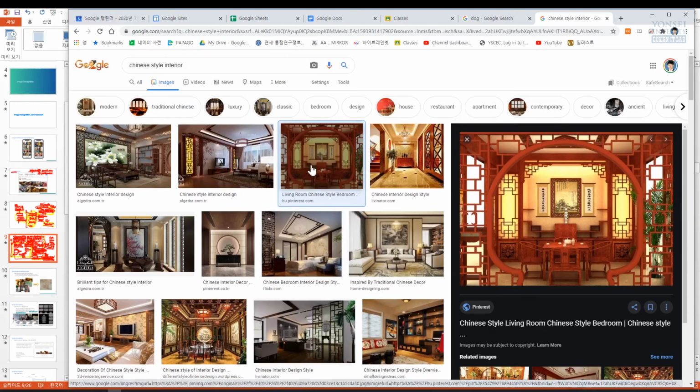this level of domain knowledge is implemented in Google's system nowadays. And take a look: house, restaurant, apartment, contemporary, traditional Chinese, modern Chinese. Now Google knows this kind of specifics. But a couple of years ago, it was not that intelligent in this way.